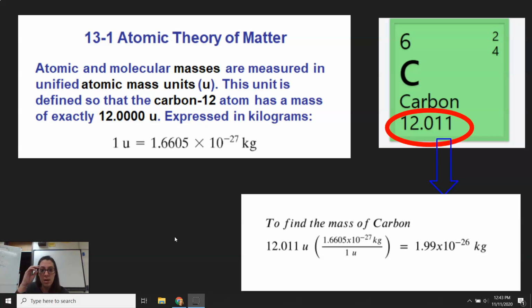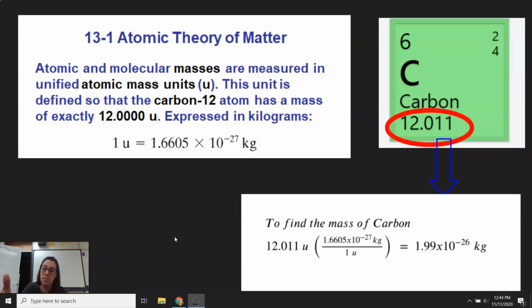So one carbon 12 atom has a mass of exactly 12 U. But that's not useful to us. We need it in kilograms. And so 1 U is the equivalent of 1.6605 times 10 to the negative 27th kilograms. This is on your equation sheet, so you don't have to remember this number, but we do have to know how to convert back and forth. So we just set up our fraction. We're going to end up multiplying by that conversion factor to get 1.99 times 10 to the negative 26 kilograms. That's a really, really small mass, but we're talking about a really, really small thing.